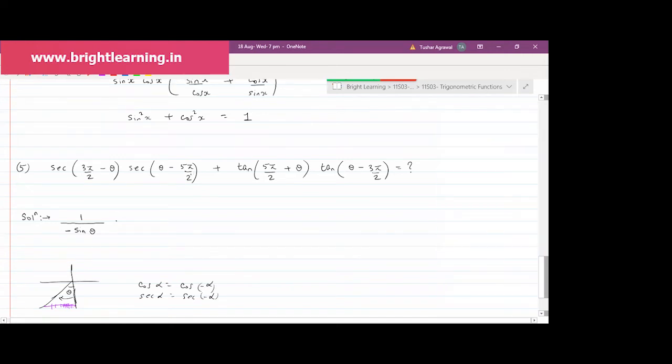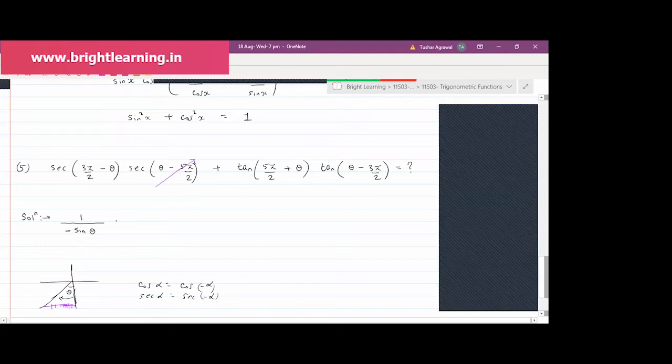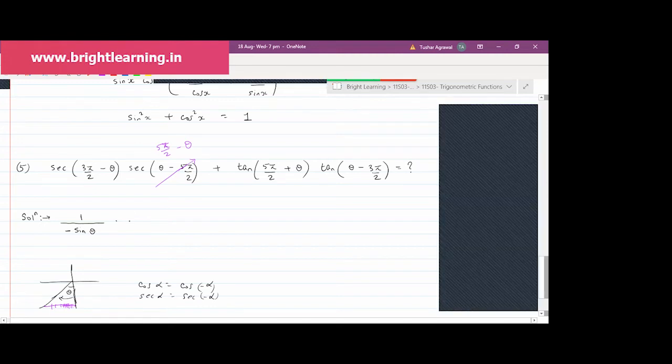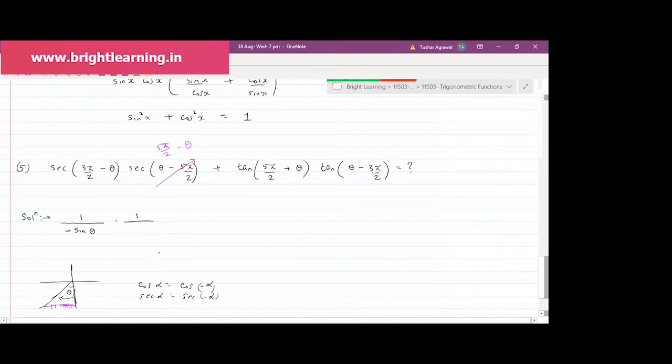So sec of theta minus pi by 2. Can I just replace here only? Instead of theta minus pi by 2, can I write pi by 2 minus theta, the negative of that angle? Sec of pi by 2 minus theta. It won't make any difference. So sec of pi by 2 minus theta is now 1 upon cos of 5 pi by 2 minus theta.